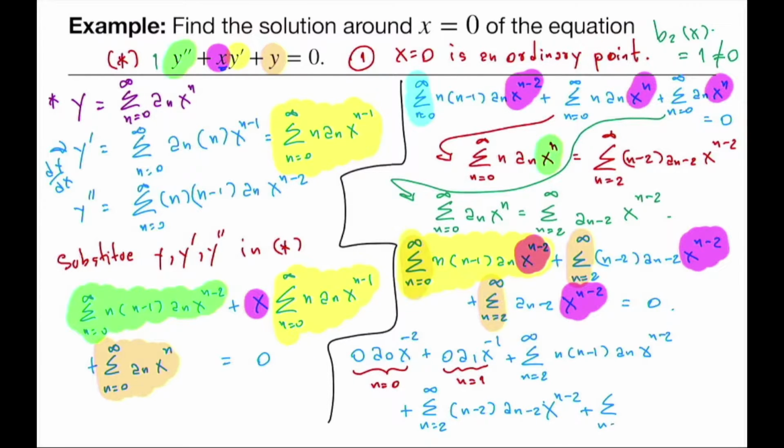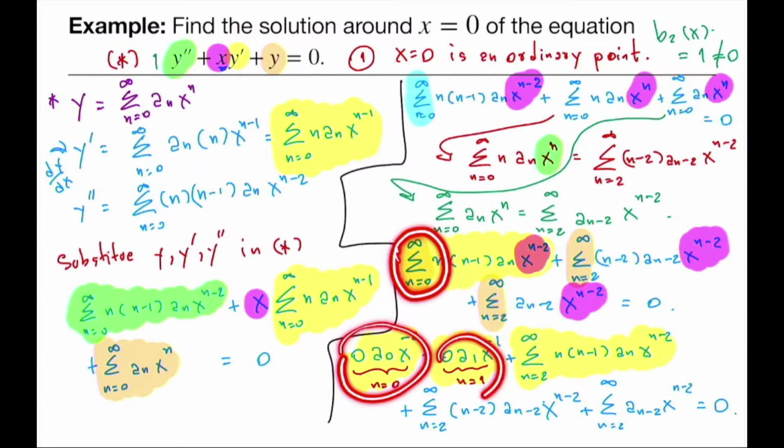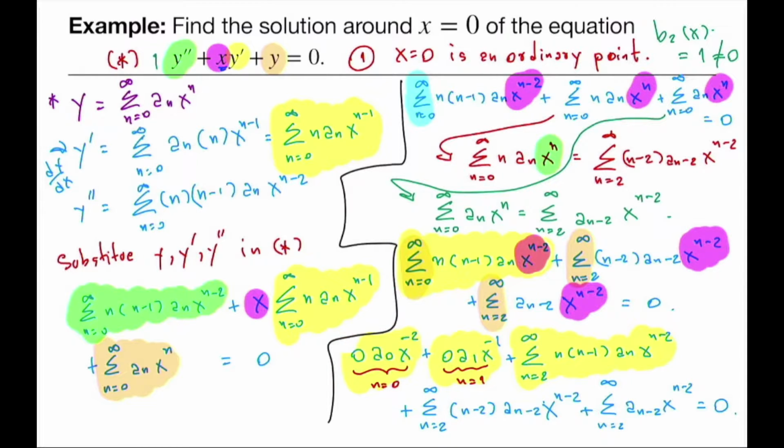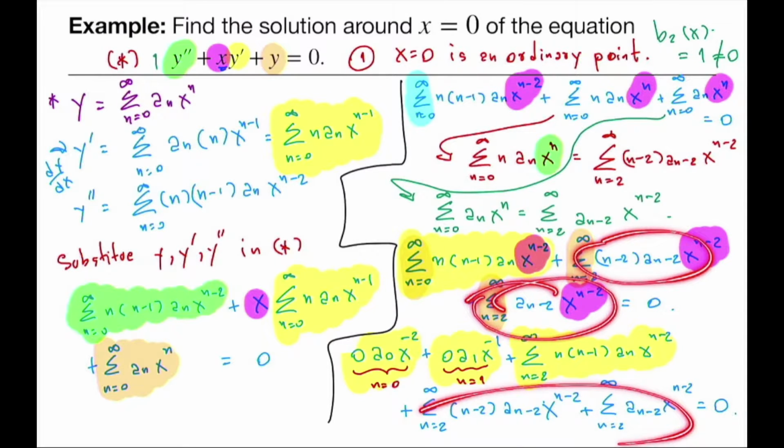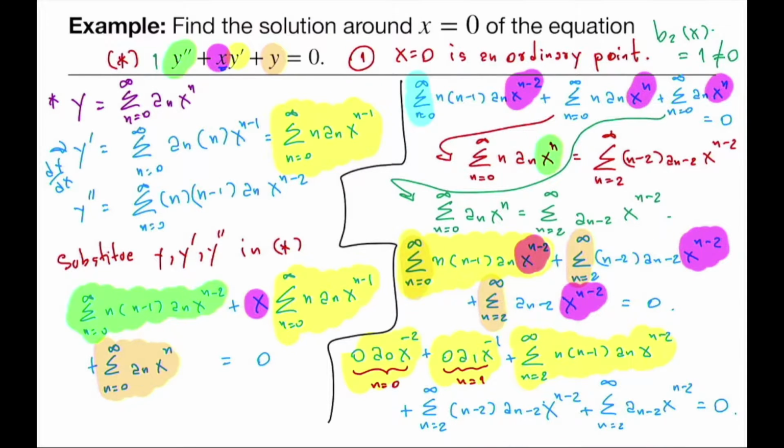Plus summation n from 0 to infinity a_{n-2} x^{n-2} equals 0. These three terms are from this. Instead of going from n equals 0, I take n=0 here, n=1 here, and then I continue from n equals 2. And these two are the same. I didn't do anything with it. Good. Is that good? Okay.